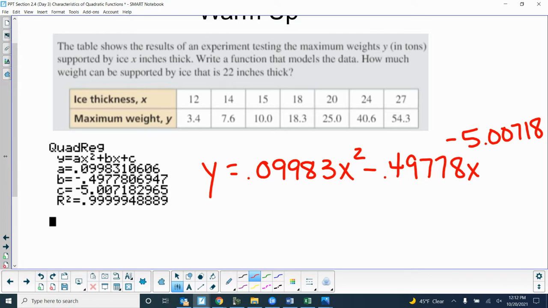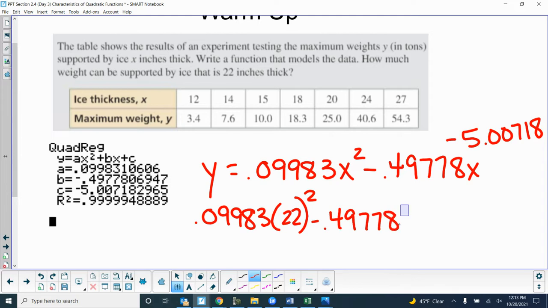What's the question? Ellen? How much weight squared by x is 22? Right, so 22 inches is which value? X or Y? The X. So I put the 22 in for X. Okay? So it's 0.09983 and then 22 squared. Minus 0.49778. And then the minus.